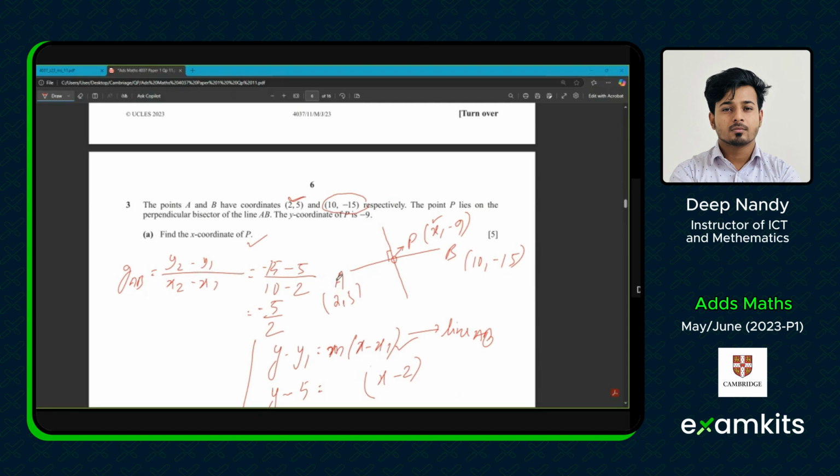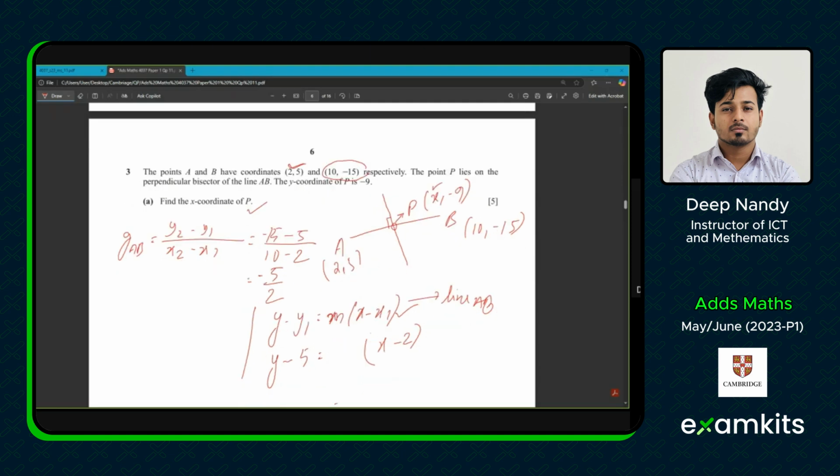Point P lies on the perpendicular bisector of the line AB. The y coordinate of P is minus 9. Find the x coordinate. We need to find the perpendicular bisector here. So M1 times M2 equals negative 1. So M2 equals 2 by 5, and putting the gradient here, 2 by 5.